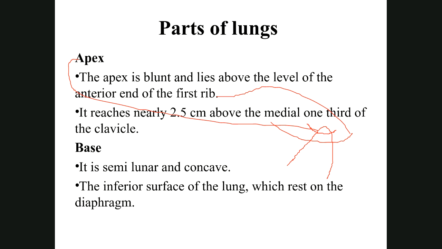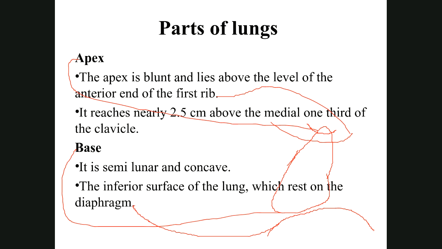Next, what is the base? The base is the lower part here, this one. When you come down, this one is the base of the lung, or it is also sometimes called the inferior surface. The inferior surface of the lung rests on the diaphragm. This is the diaphragm. This is the part which divides the thorax from the abdomen.